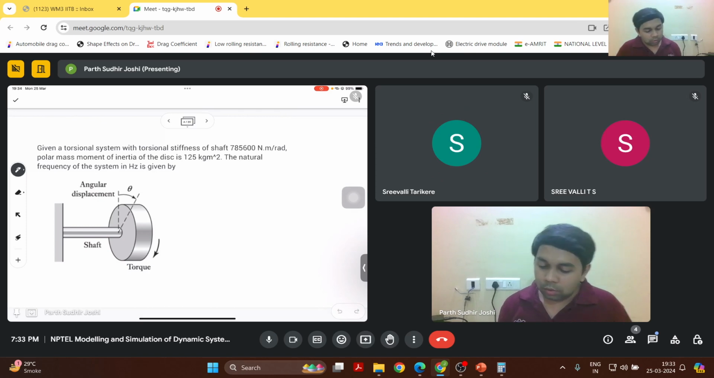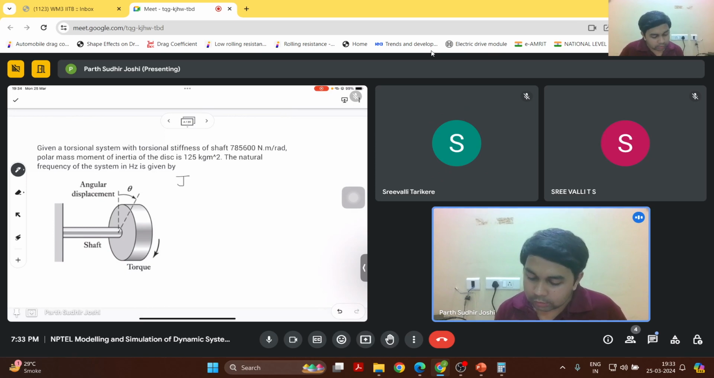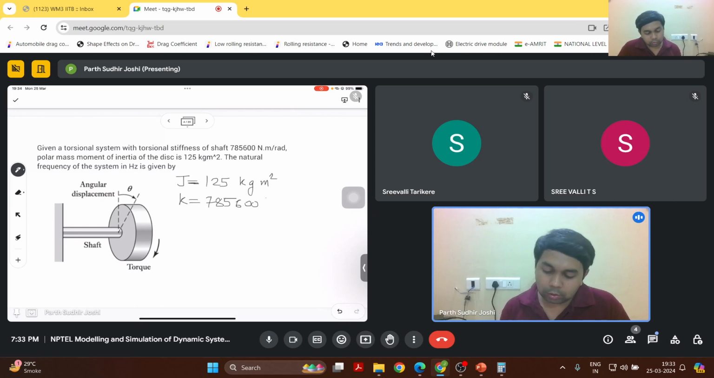Okay, fine. So we have been given the polar mass moment of inertia. Let us call that J. So J is given by 125 kg meter square. So that is the polar moment of inertia. And the torsional stiffness is given to be K, which is 785600 something Newton meter per radian.